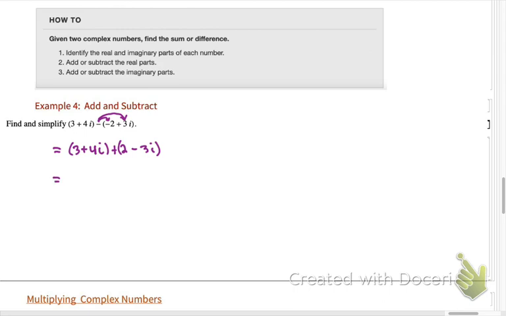And just like above, we're going to add the real parts. So the real part of 3 plus 4i is 3. The real part of 2 minus 3i is 2. And we're going to simply add them together. Plus, in my second set of parentheses, we're going to take the imaginary part of the first number, 4i, and add negative 3i, which just becomes subtraction, 4i minus 3i. And then finally, the parentheses can be dropped. 3 plus 2 is going to give us 5, plus 4i minus 3i.